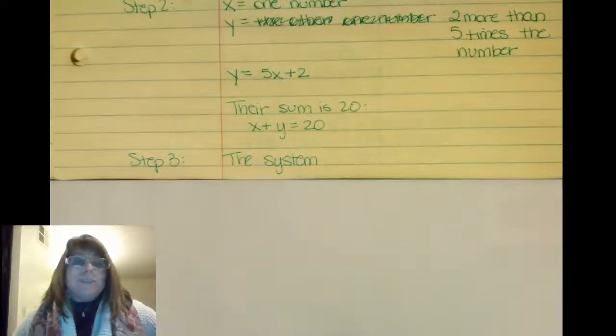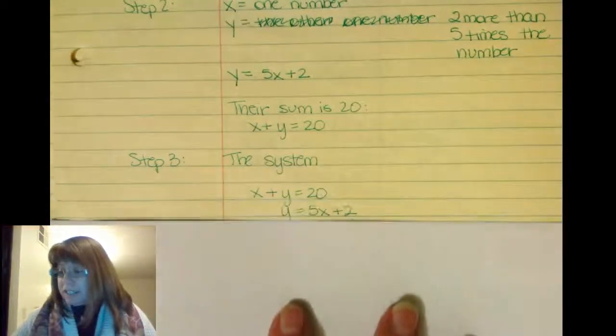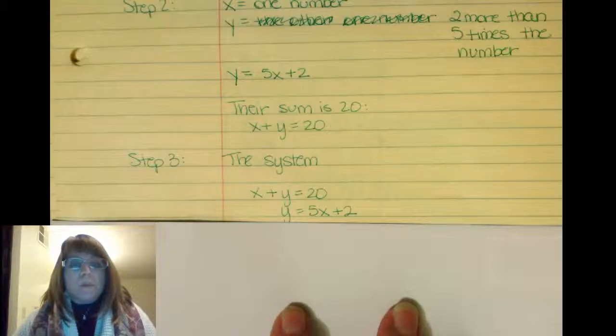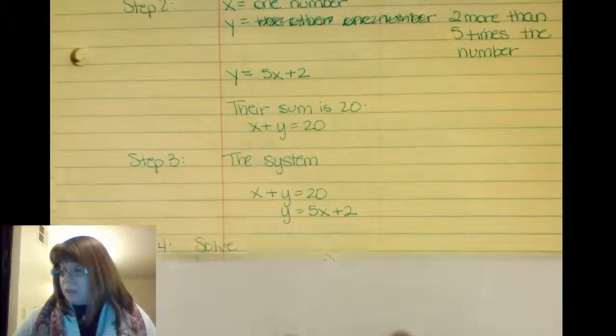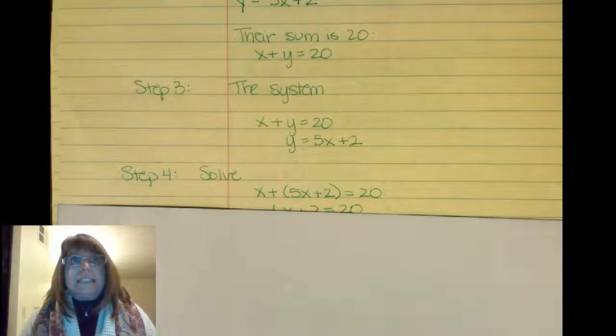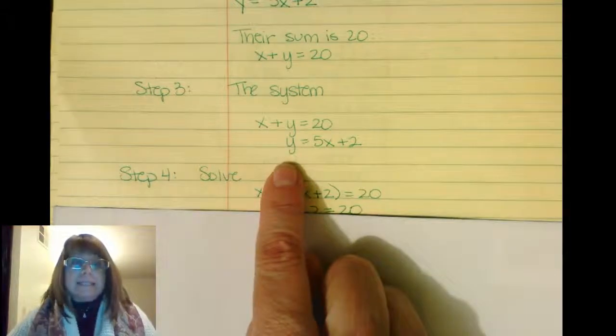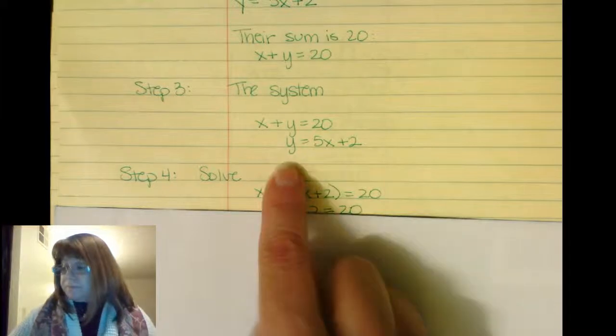Step 3 is to build the system. Well, I do have 2 equations that I've already built in step 2, but now I'm going to turn it into a system. x plus y equals 20, and y equals 5x plus 2. I'm going to solve the system. Depending on what information we're given, might lead towards using a specific method. Since I already know what y is, the easiest method to solving is substitution, in my opinion.